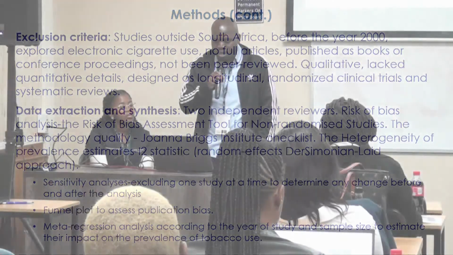Two independent reviewers scanned the downloaded articles, and the risk of bias was analyzed using the risk of bias assessment tool for non-randomized studies. To check the quality of methodology, we used the Joanna Briggs Institute checklist, and also we used heterogeneity of prevalence estimates. Sensitivity analysis was also used, and a funnel plot was used, and meta-regression analysis was used. I'll talk about that as I present my results.